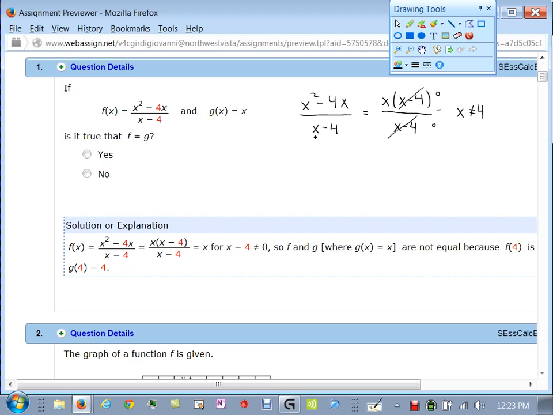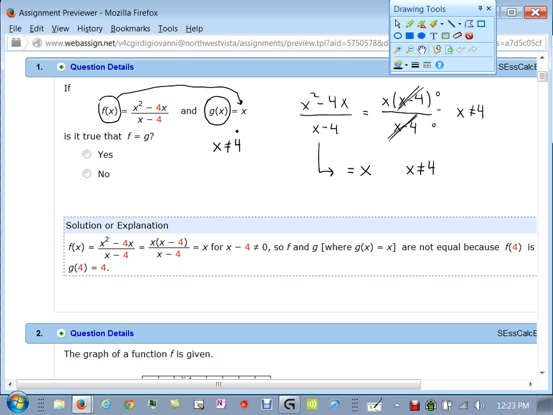So what we're saying is this up here will turn into x as long as x is not 4. So we can make that cancellation as long as we guarantee x is not 4. So this function f here is really equivalent to just x. So it's equivalent to g as long as x is not 4.